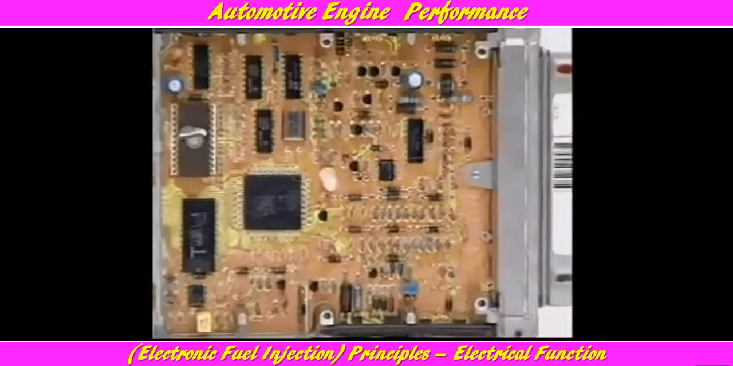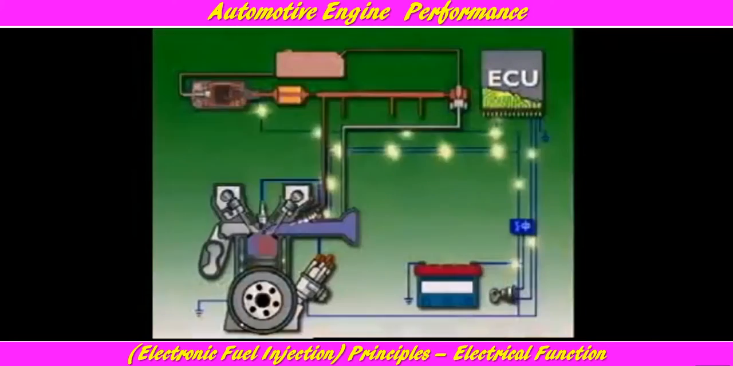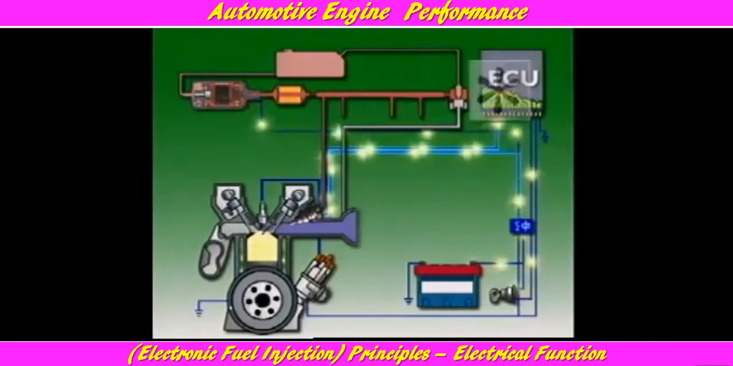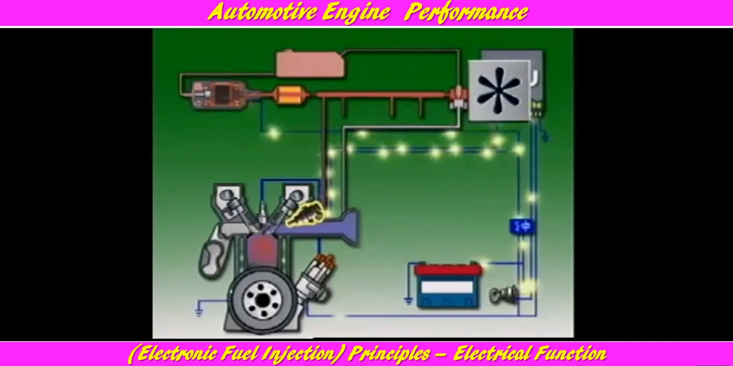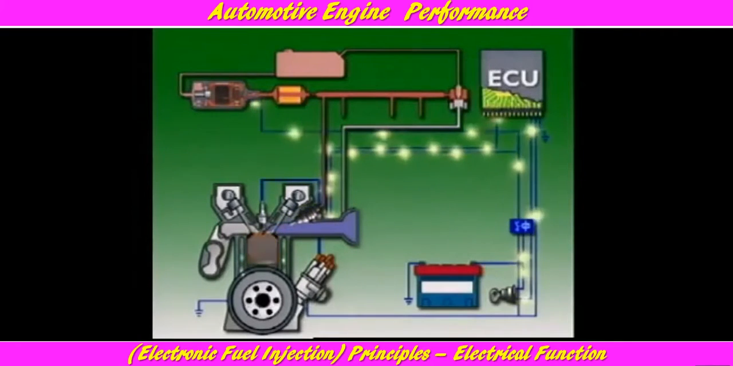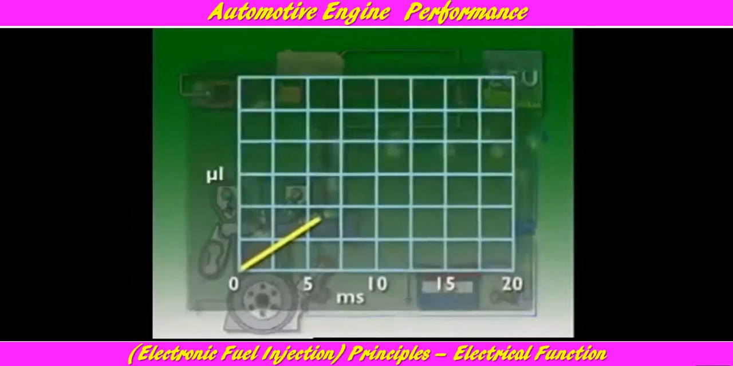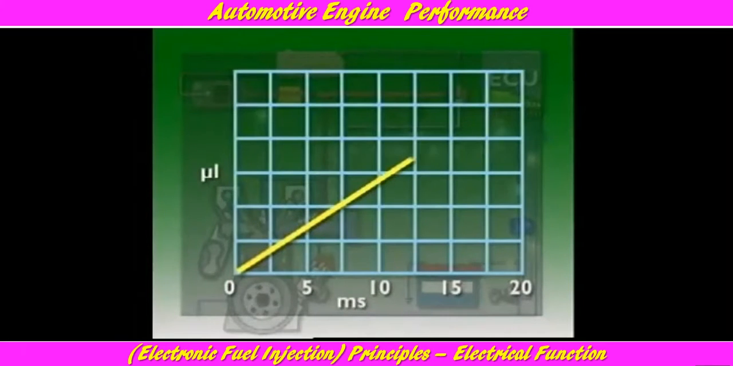The control unit processes input signals to determine the amount of fuel required by the engine at that instant. It then grounds the injection valve circuit to open the solenoid-operated injection valves. The length of time injectors stay open, in milliseconds, determines how much fuel is injected.